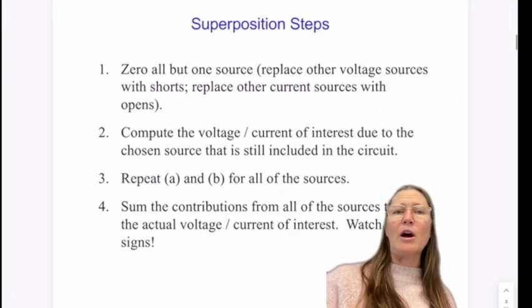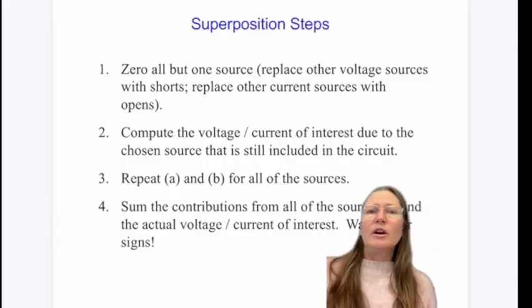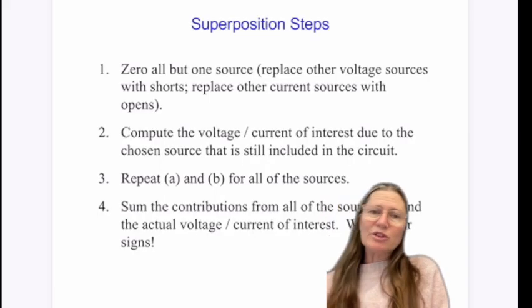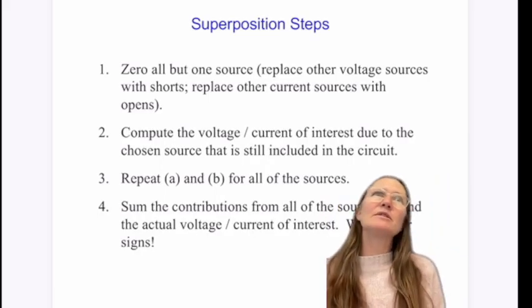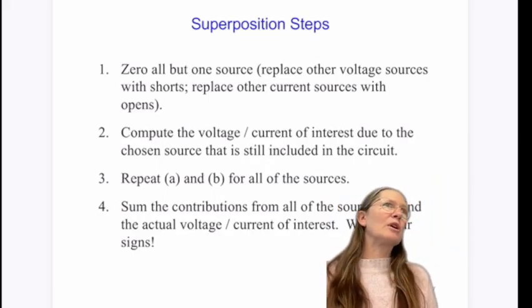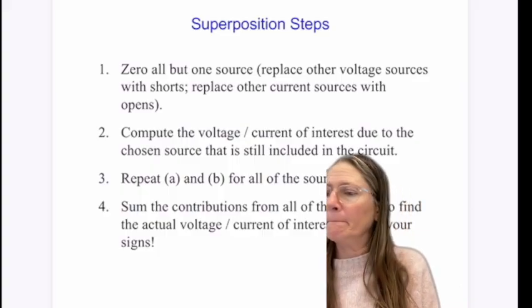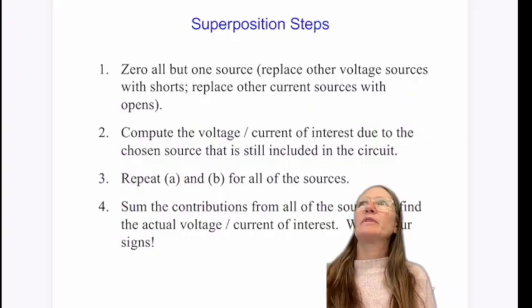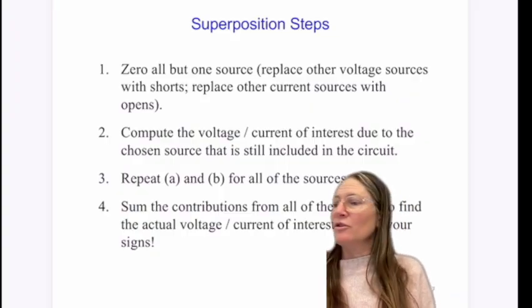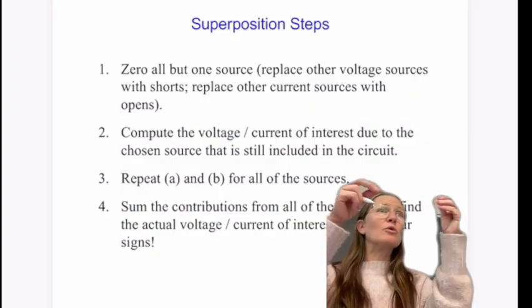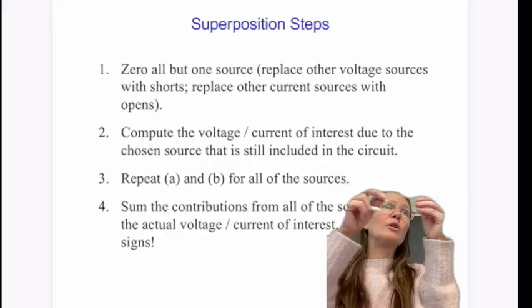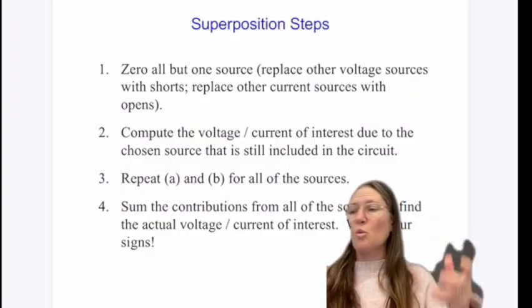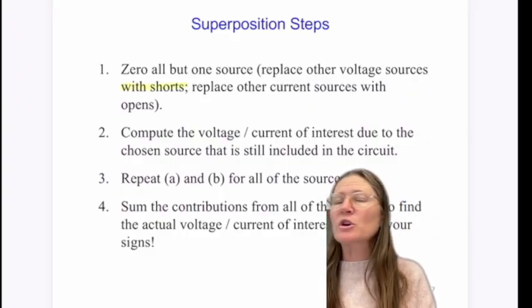So you zero out all but one source. And when you zero out a voltage source, that means that you set V equals 0. So it looks like what? It looks like ground or just 0 volts. So it's a wire. So we would just put a wire there. So we call it a short.